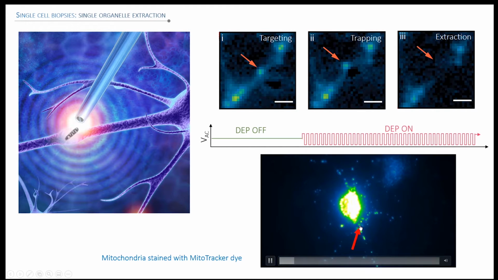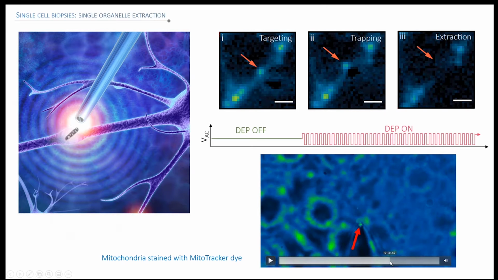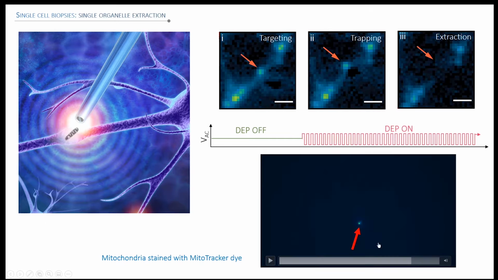So here the tweezer is positioned towards a mitochondria, and then you turn on the dielectrophoretic field, and here you can see trapping and then extraction of the mitochondria, and the extracted mitochondria is still on the tip. So you can see it here, the extracted mitochondria at the tip of the tweezer. So you can use this for further analysis.